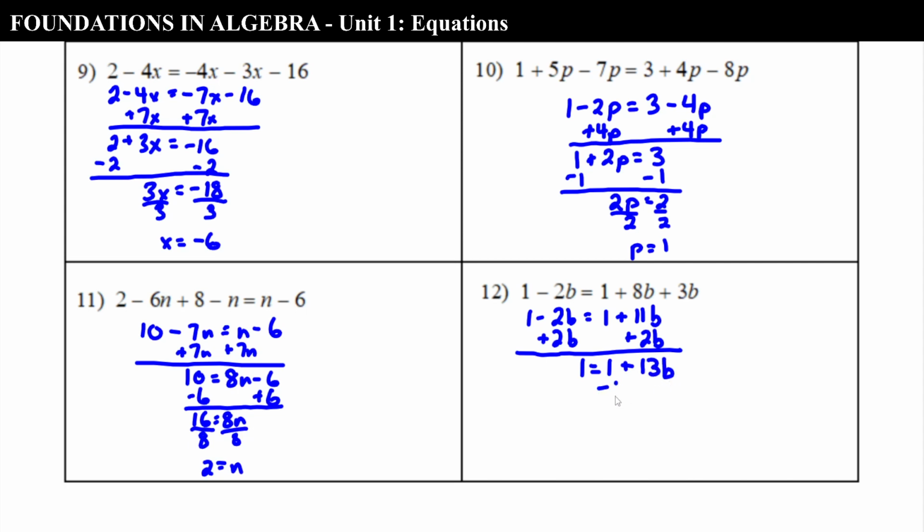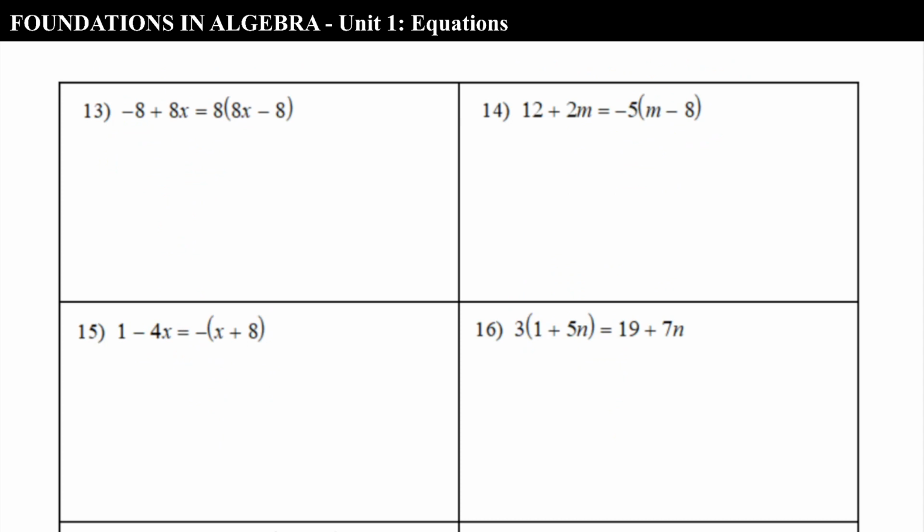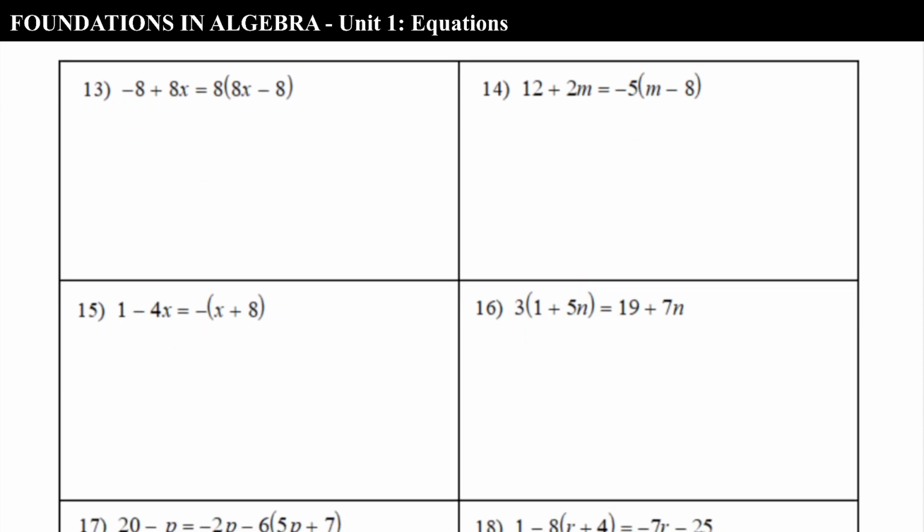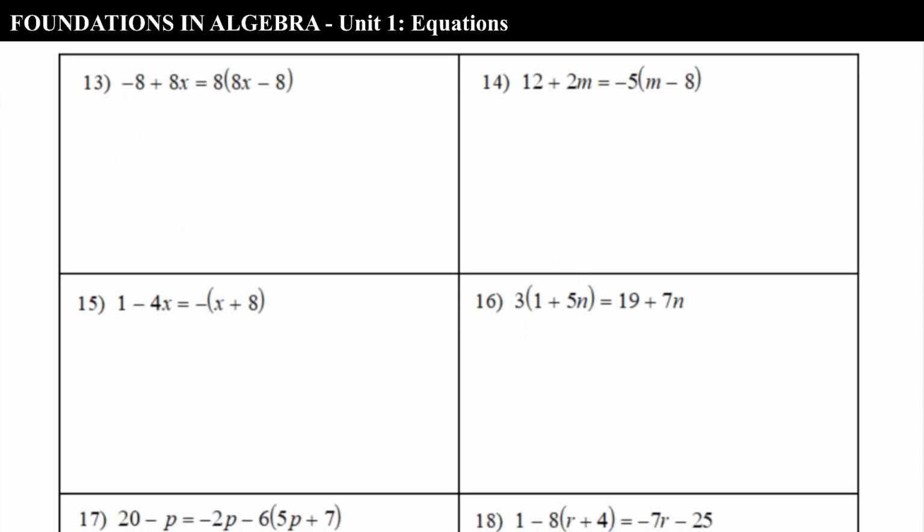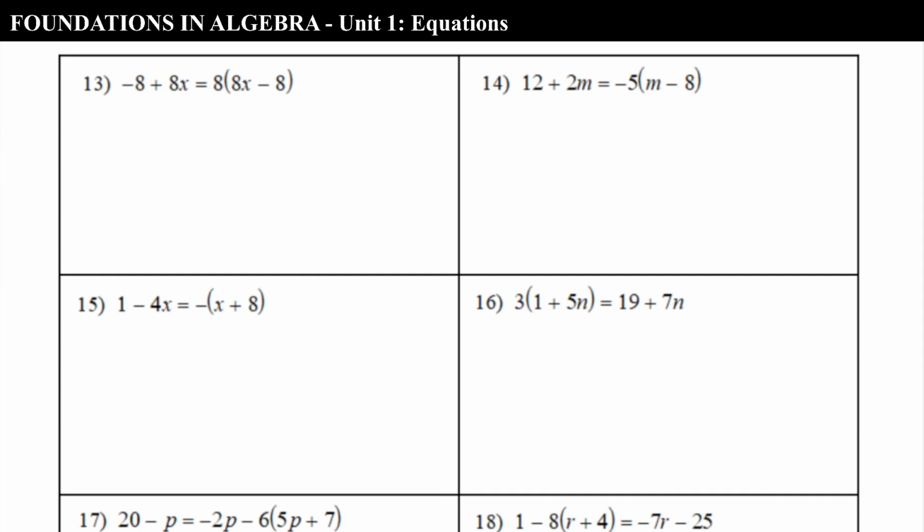And then we subtract a 1 from each side. That gives us 0 equals 13b. Divide each side by 13, and you get 0 equals b. All right, let's go on to the next page and do a few more examples. So now, on this page, we have some distributing to do.